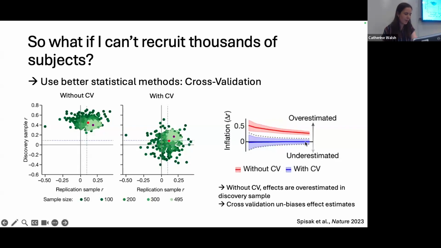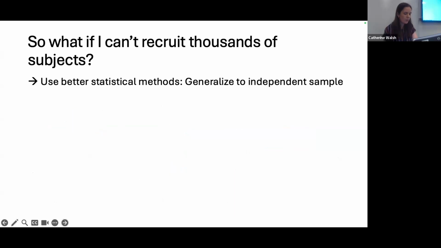So the long and short of this is that without cross-validation, effects are overestimated in the discovery sample, and cross-validation helps unbias the effect estimates. Cross-validation leverages held-out portions of your data to see whether your models generalize, but a more stringent test of how well these models generalize is to use an entirely independent sample.